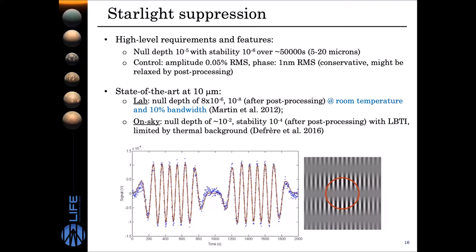State of the art at 10 micron, I will focus on 10 micron nulling interferometry. There have been different test benches at NASA JPL, mostly the planet detection test bed, which has demonstrated null depths of 8 times 10 to the minus 6, with a stability of 10 to the minus 8. So this is good enough for LIFE. This was done at room temperature and over 10% bandwidth.